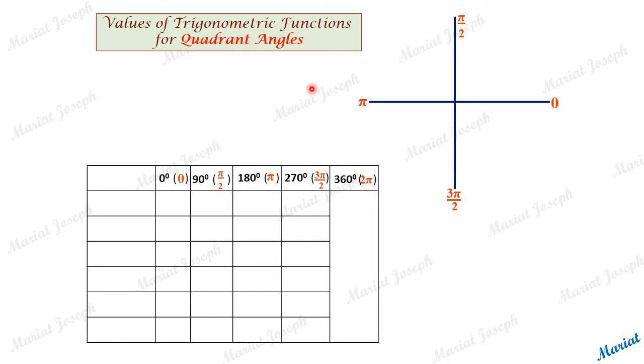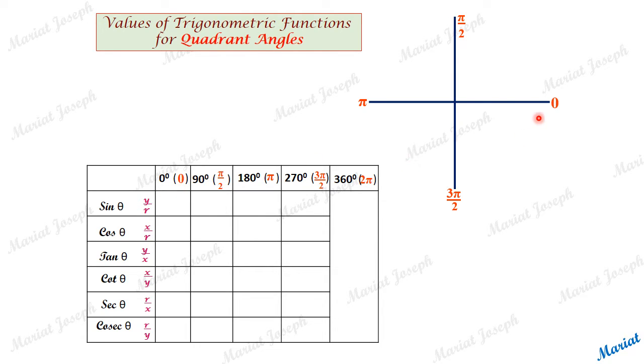Now we need to find the trigonometric function values for these angles. All trigonometric function values. Let's use these new definitions of trigonometric functions. They are based on the coordinates of any point taken on their respective terminal sides. First, let's go for 0 degree or 0 radian.